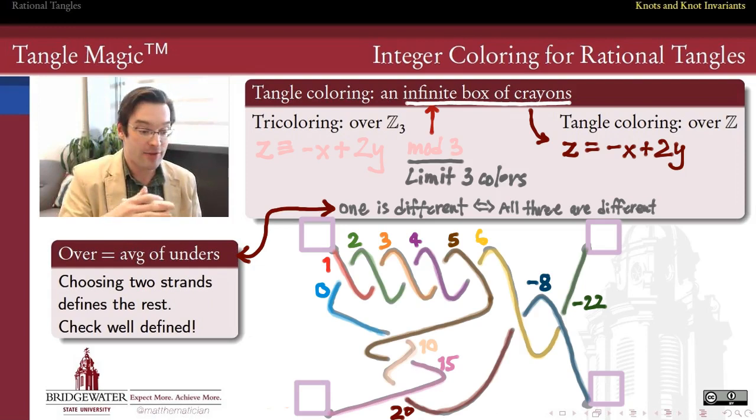Notice I don't ever have 3 of the same integer meeting, although I could, but I have a valid coloration because at every crossing, all 3 of my integers are either all the same, which doesn't happen here, or it turns out that they're all different.